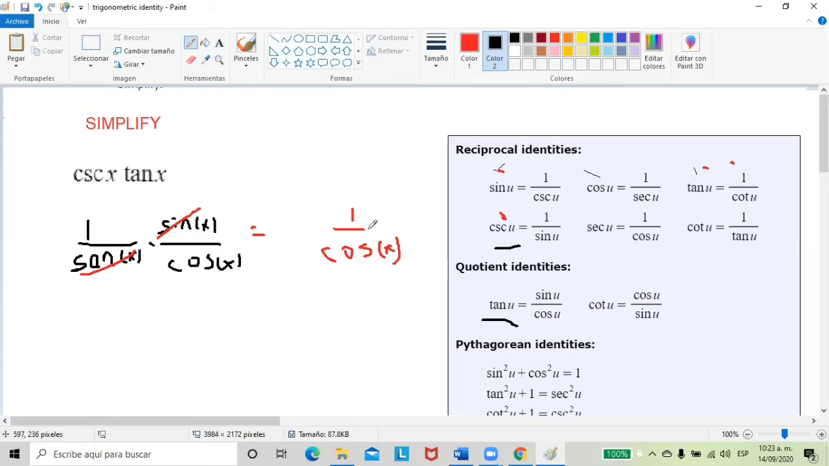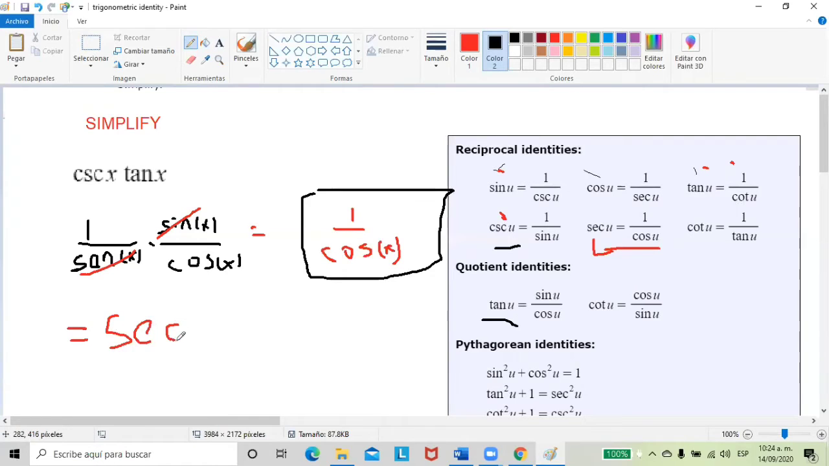But this can be simplified more. How? Well, this would be a correct answer, but not the final one, because you have an inverse function. So instead of putting 1 over cosine, you can go and find the inverse one. 1 over cosine is equal to the secant. So the final answer must be secant of x. Okay, so this is the answer that you must write.